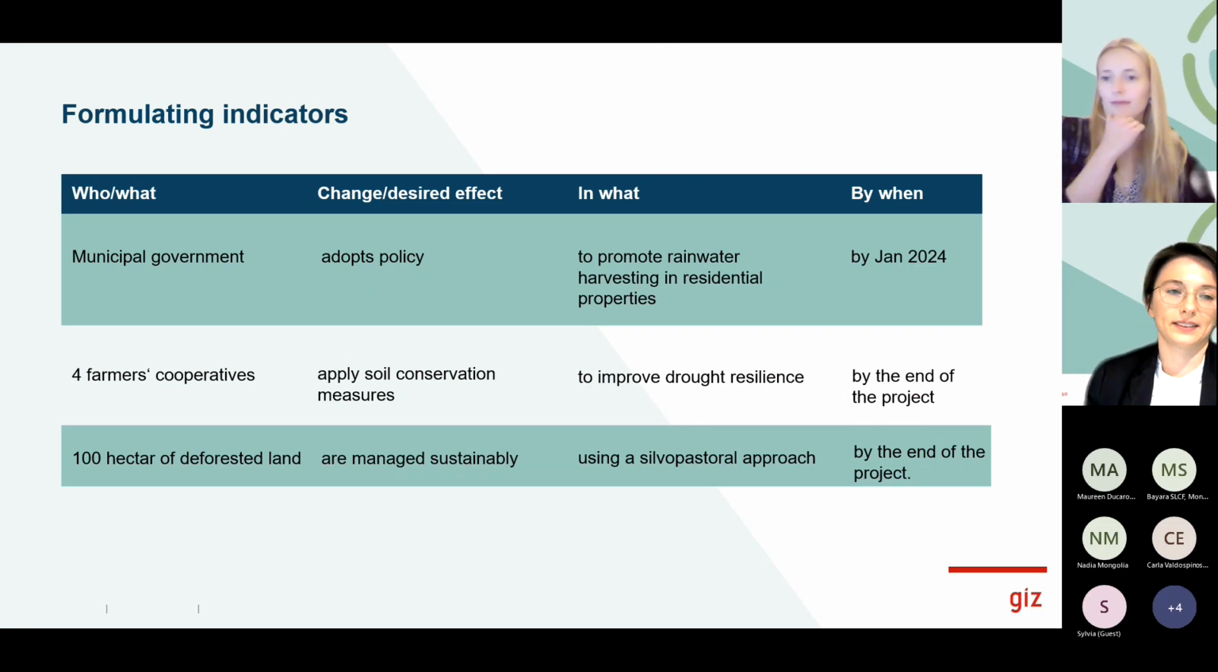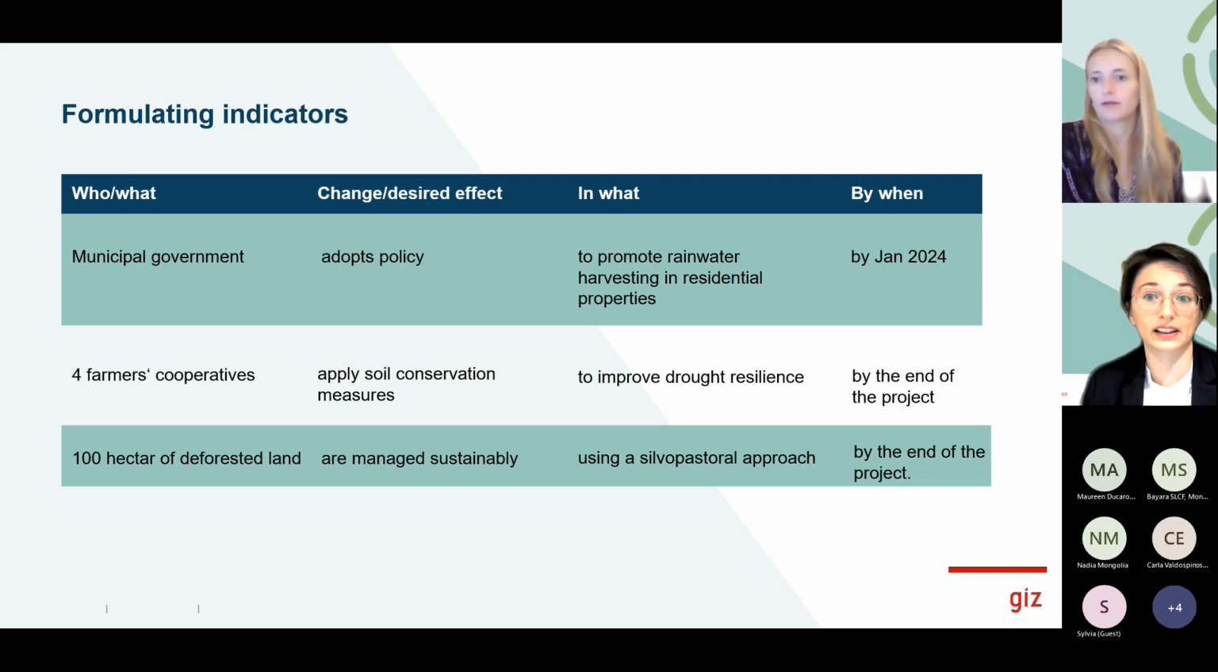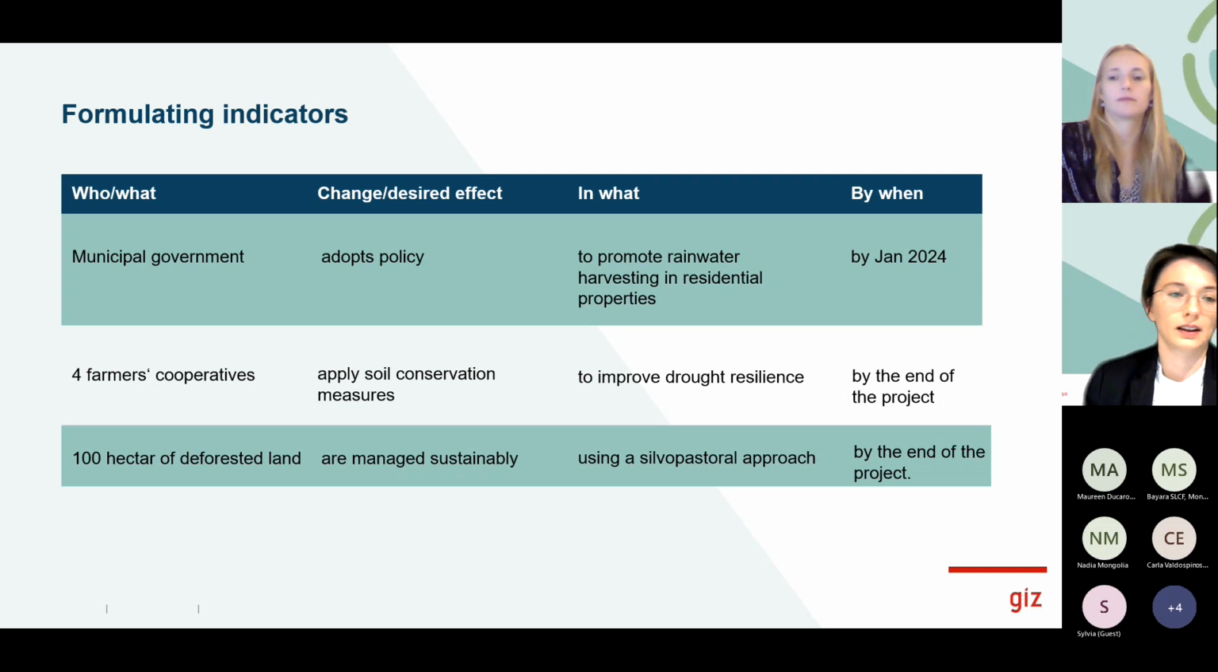Okay, but that leads us to the general question of how do we formulate indicators? All indicators should contain information about who or what, the desired result, and by which means the desired result is anticipated and by when. Moreover, the selection of each indicator should be based on the availability of data and its relevance to the objective or the result. So don't pick too many indicators for each result. It's not necessary that you have 5 indicators for one output.